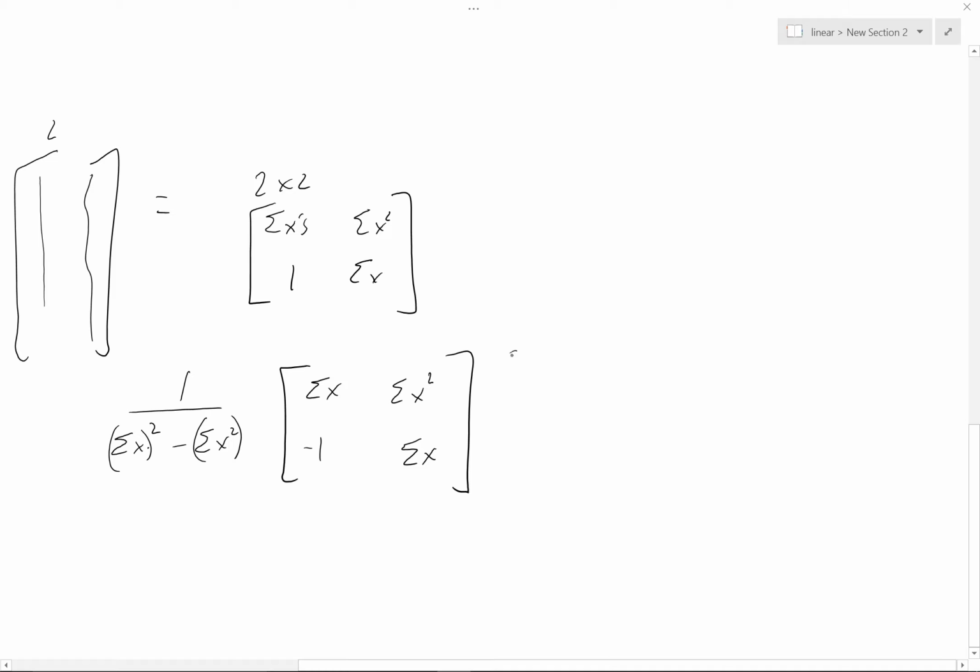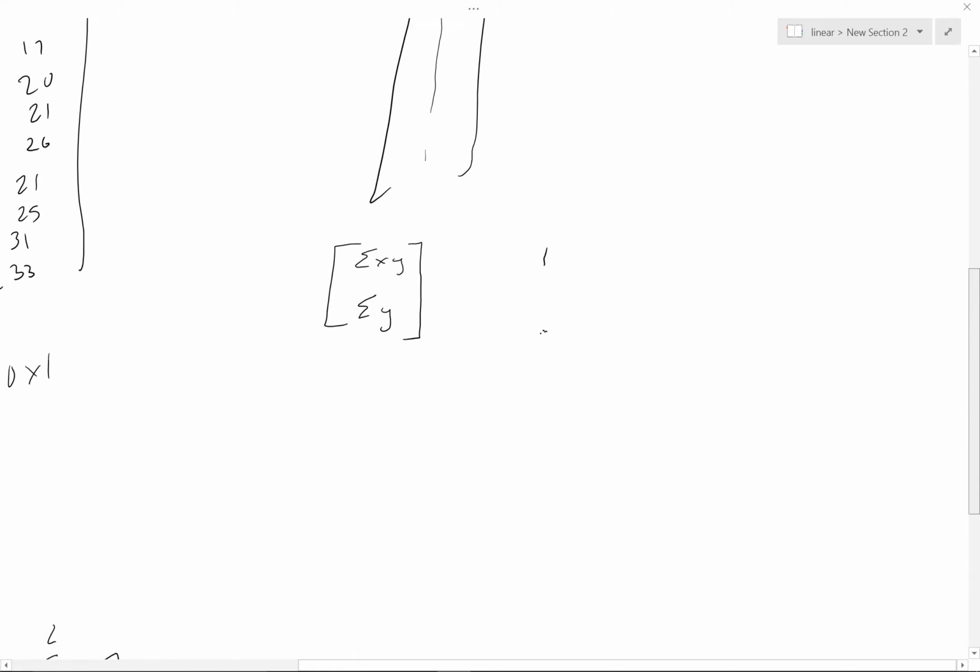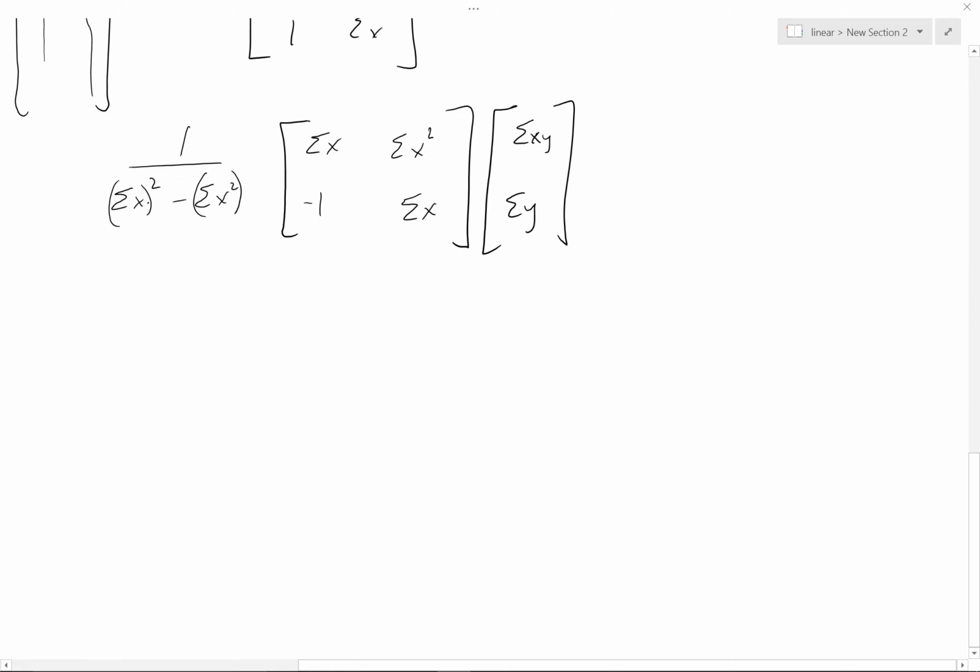So I'm going to take this guy here and we're going to multiply it by the sum of the xy's and the sum of the y's, right? Because that's what we had on the other side so far. Okay? So when we do that, of course, this is a 2 by 2 times a 2 by 1. We're going to end up with the sum of the x's times the sum of the xy's minus the sum of the x squareds, sum of the xy's.